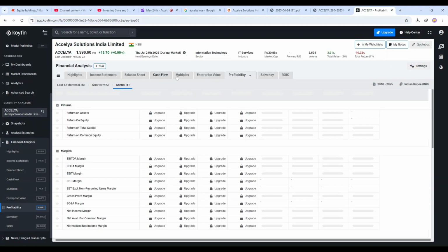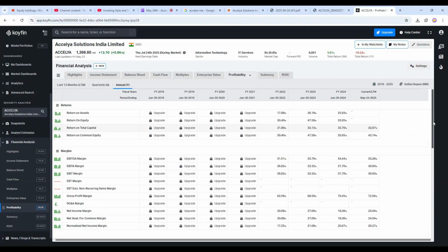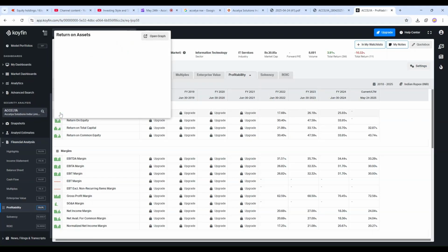So all in all, I like this company and would love to buy it if the share price or the market cap falls in half. But whether it will fall in half or not, I have no idea. Actually, no one has any idea.